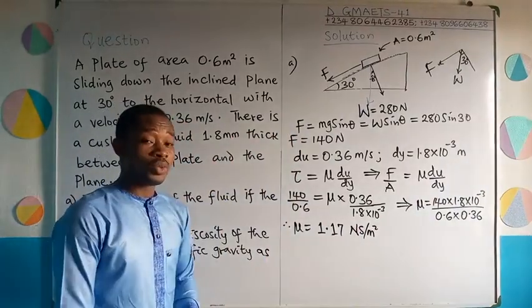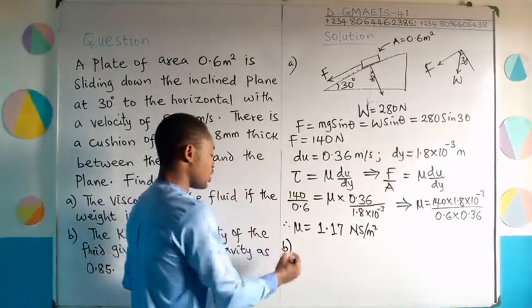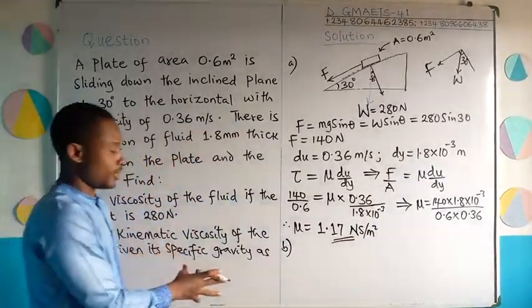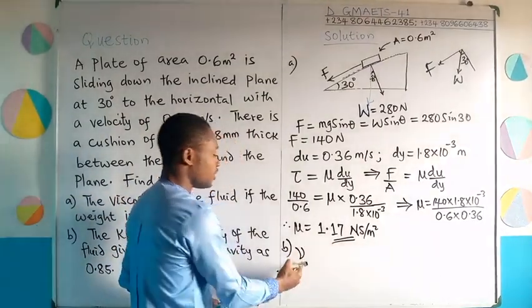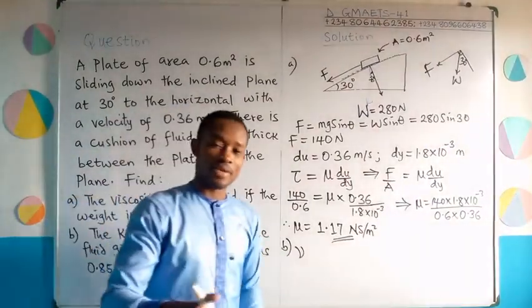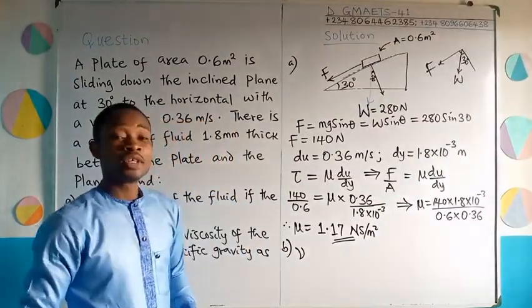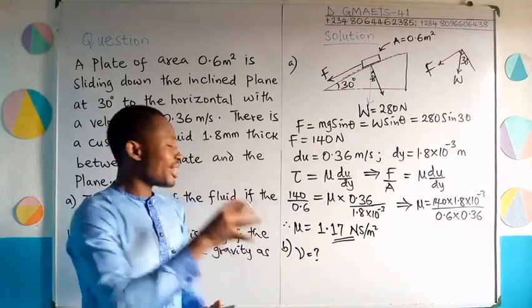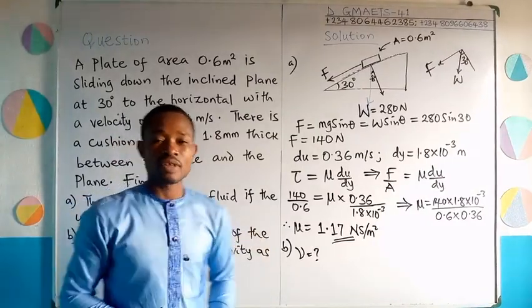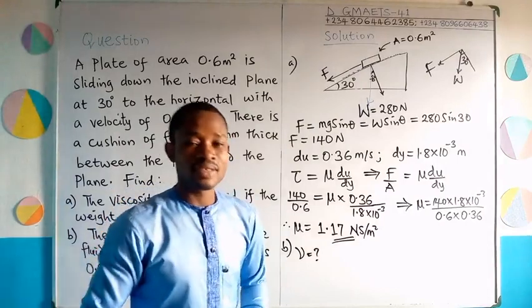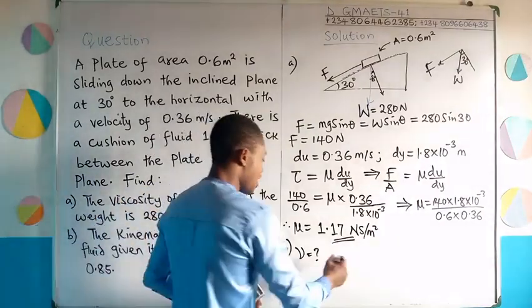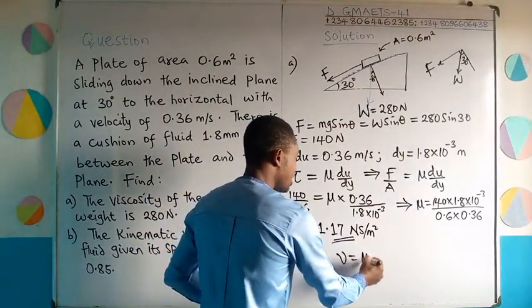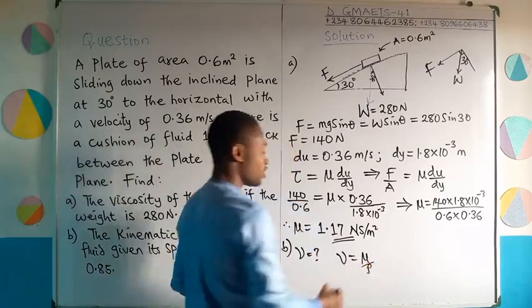Good. We are done with this. We shall proceed to the second part of the question. In the second part of the question, we are asked to get the kinematic viscosity. We use the symbol nu, a Greek letter anyway. That's not what we are studying. So kinematic viscosity, we don't know. Good enough, there is a relationship between kinematic viscosity, dynamic viscosity, and the density of the fluid. So we have that the kinematic viscosity is equal to dynamic viscosity divided by density of the fluid.